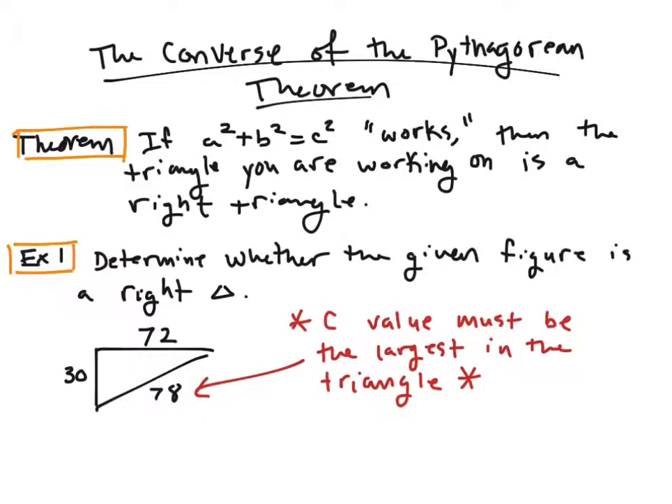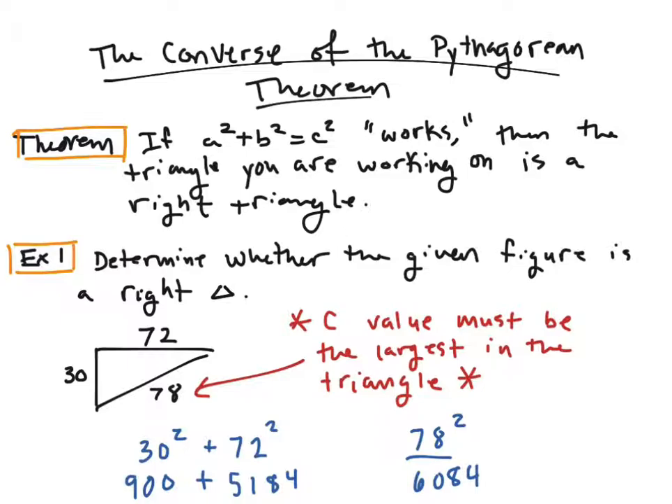Now all I'm going to do is check what is 30 squared plus 72 squared. Is that equal to 78 squared? And we'll see. I'm just going to plug things into a calculator. This is 900 plus 72 squared is 5084, and then over here 78 squared is 6084. Now if we add these two together, what do we get? I'm just going to do it in a calculator. Yes, that's 6084. So those two are equal. That means this works. So it's definitely a right triangle.